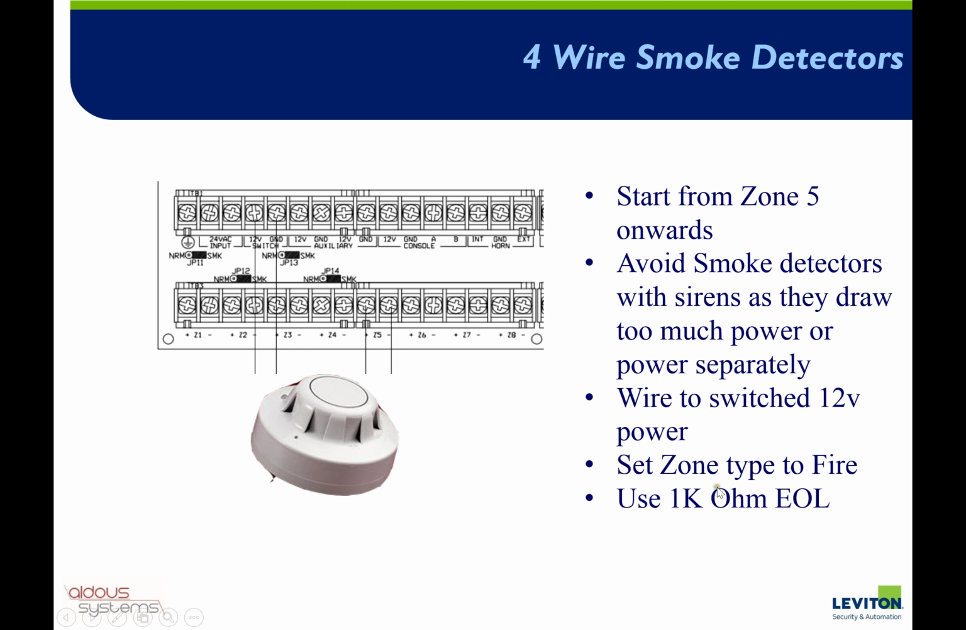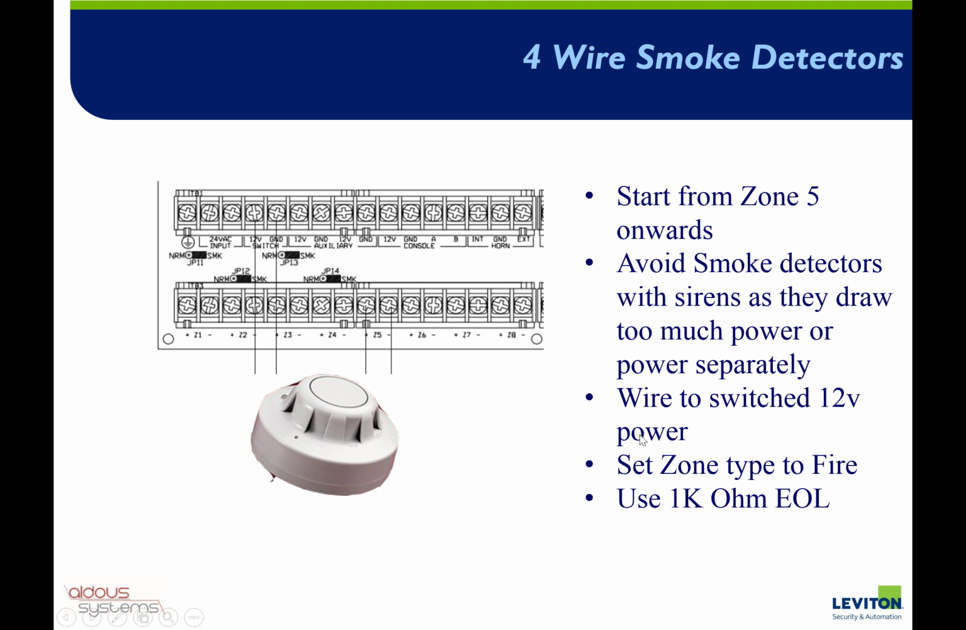So don't forget the 1k ohm resistor is required within the circuit to offer 1k ohm when it's secure and not in alarm state. To make life easy, always wire smoke detectors in from zone 5 onwards. You can put them on zone 1 to 4. It's a different wiring, and there are jumpers that need setting. If you need to do that, let us know. We've got a knowledge-based article which will show you how to do it. But to make life easy, put it on zone 5 and above.